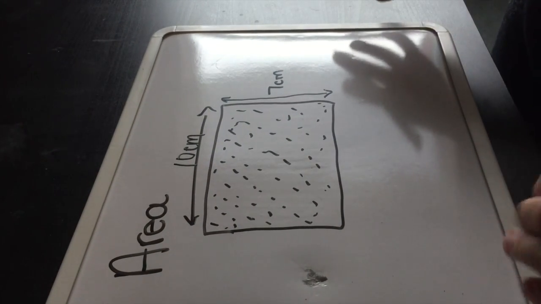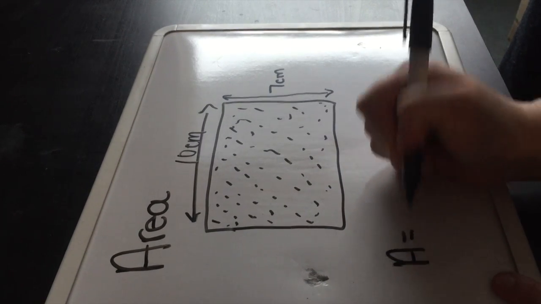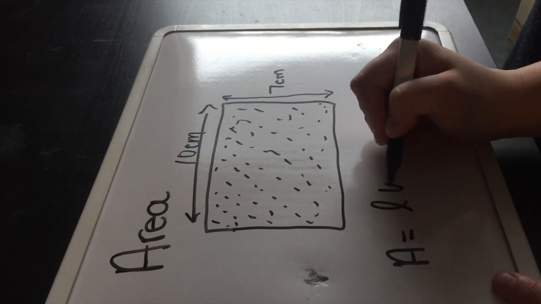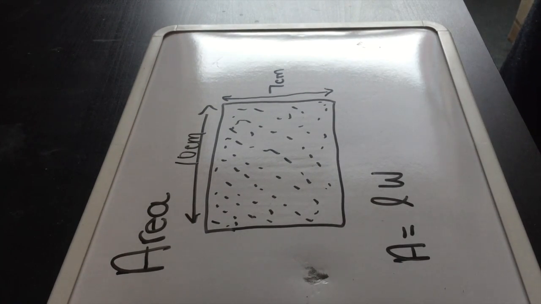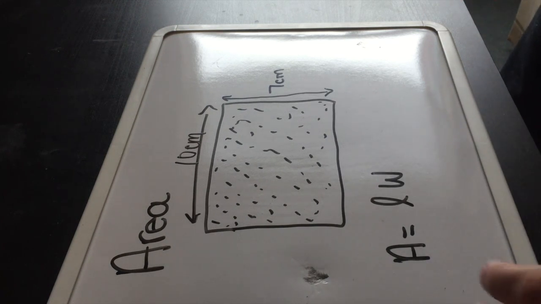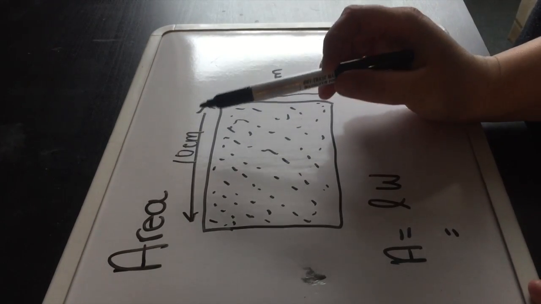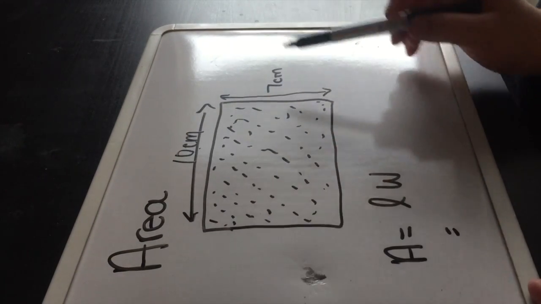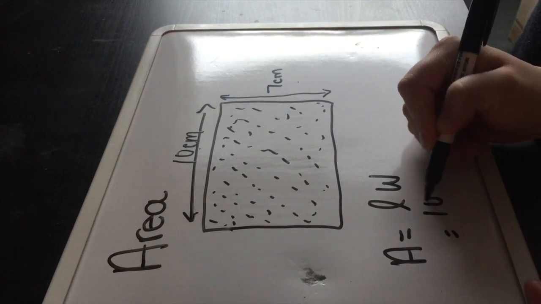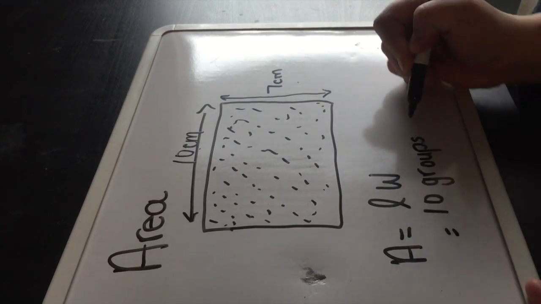In order to find the area, you would do A equals length times width. For grade 2 though, however, since they don't know multiplication, you'd simply say this many groups of this. So that would then be 10 groups of 7.